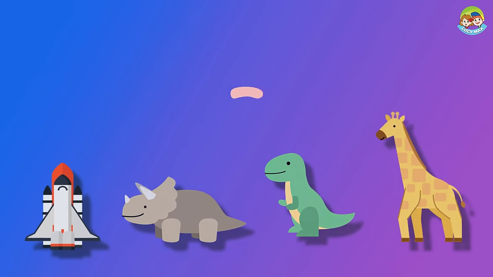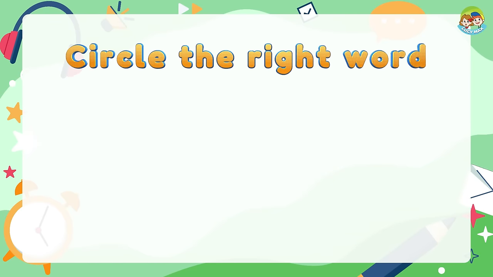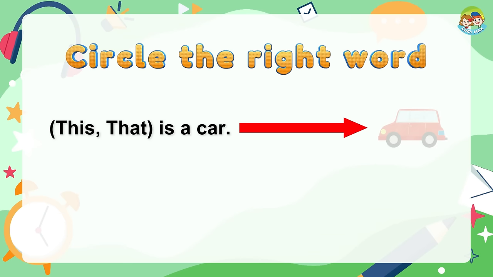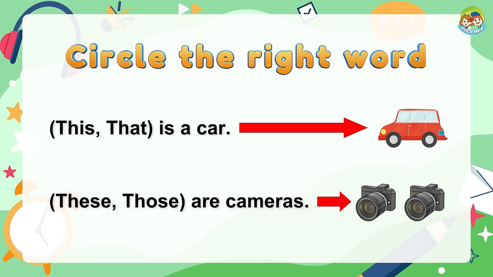Quiz. Circle the right word. Look at the arrow for the answer. This, that is a car. The arrow points to far away. We use that when talking about something far away. The answer is that is a car. Those are cameras. The arrow shows nearby. We use these when talking about things nearby. These are cameras.